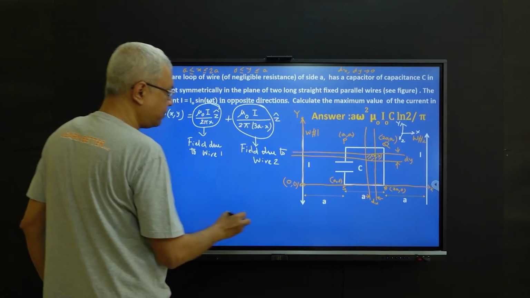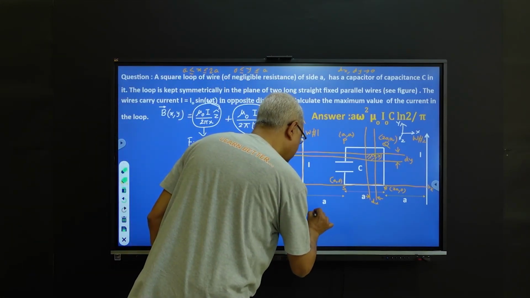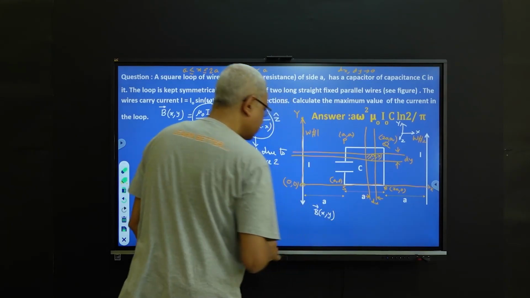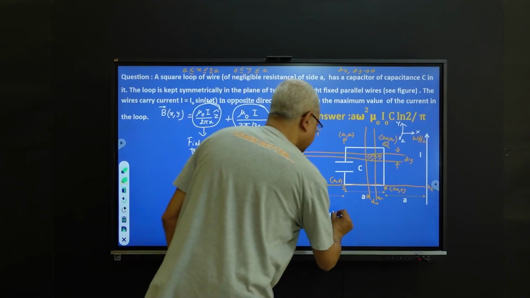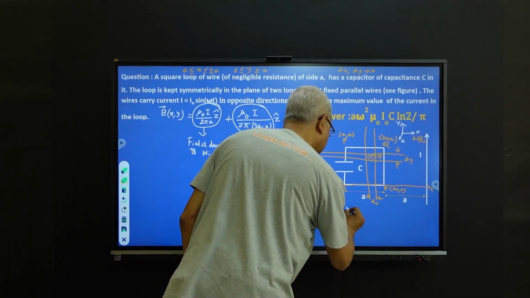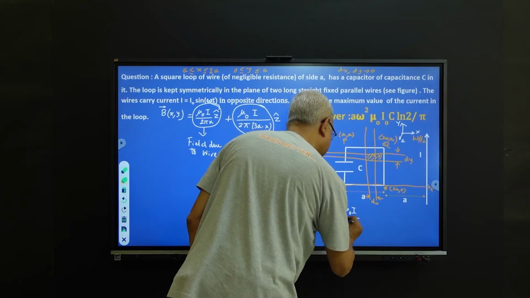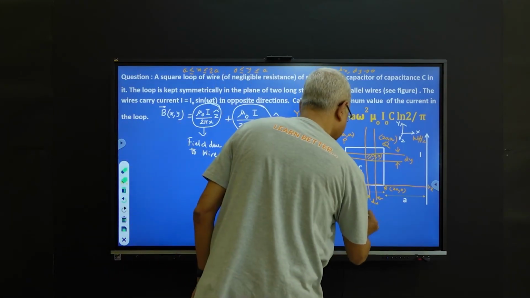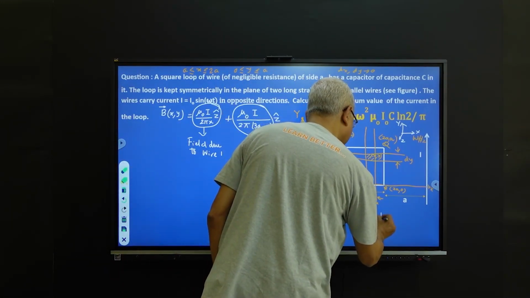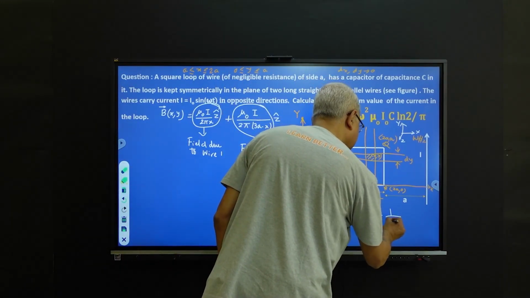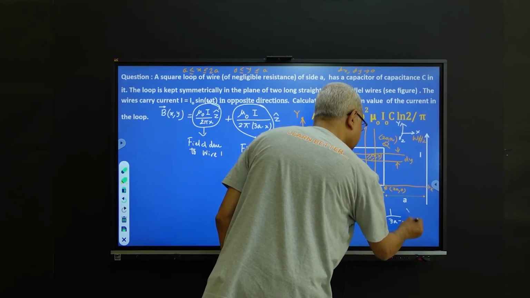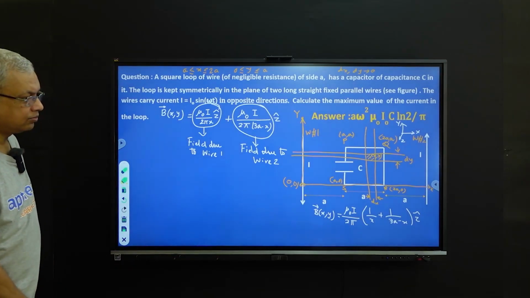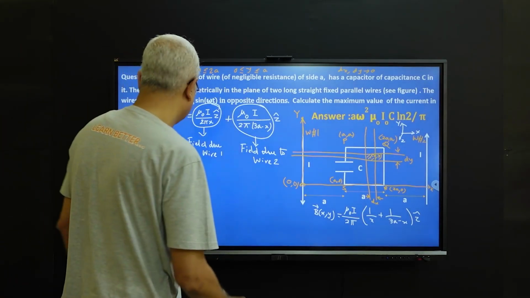So this is the expression of magnetic field. I can write the magnetic field vector B(x, y) at the point x y as mu naught I by 2 pi, 1 by x plus 1 by 3a minus x, z cap. Up to this there is no doubt, I believe.